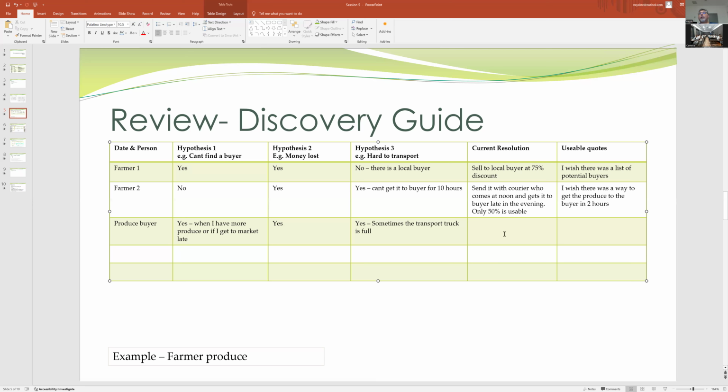Okay. So current resolution, well, I don't have a resolution. I mean, this is how I work. Is there a usable code? Yeah. I wish I had unlimited transport capabilities or the ability to buy 100% from every farmer that I talk to, right? So that may be a usable code here. So this was an example for farmer produce. Now, let me pause there. Can you think now about your own idea and fill this table with a lot more conviction?